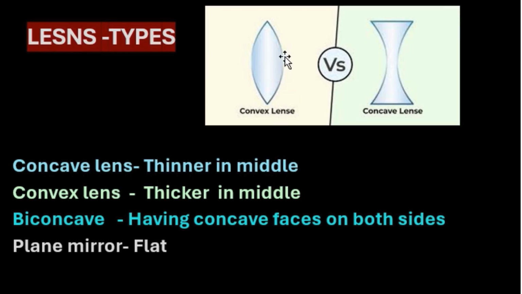You can see the diagram here. This is the convex lens. This is thicker in the middle and thin at the edges. Here the concave lens, you can see, is thin in the middle and thick at the edges. So concave lens is thinner in the middle. Convex is thicker in the middle. Biconvex has both sides convex, and biconcave has both sides concave. Then plane mirror is a flat mirror. So these are the different options and their explanation.